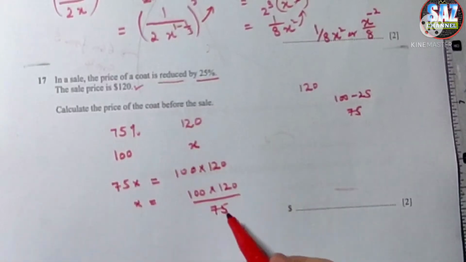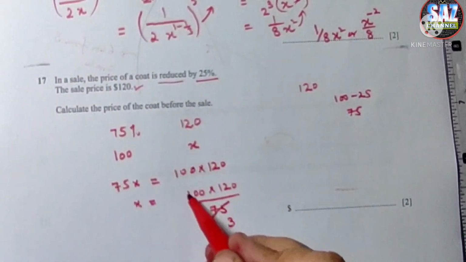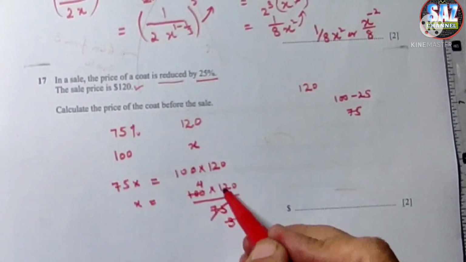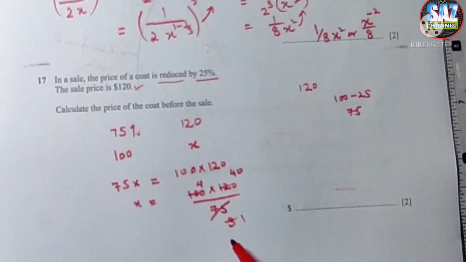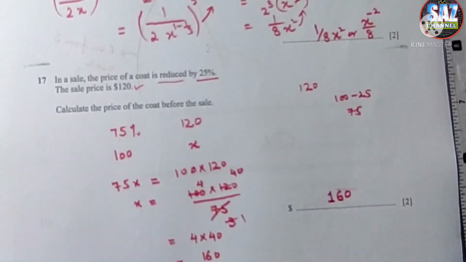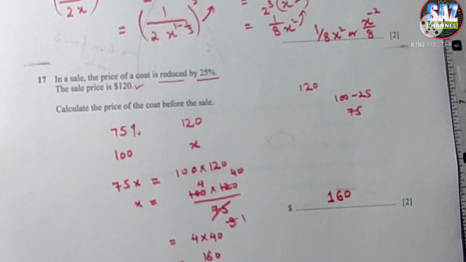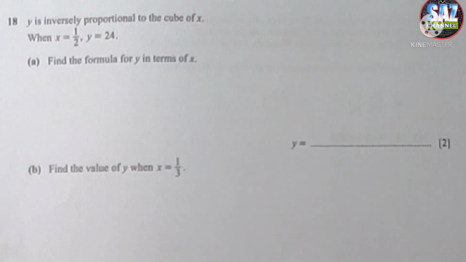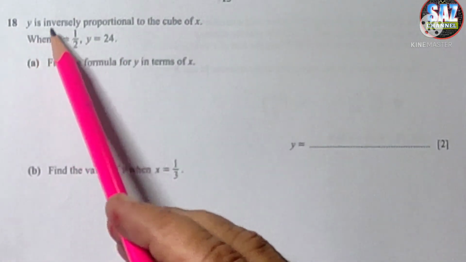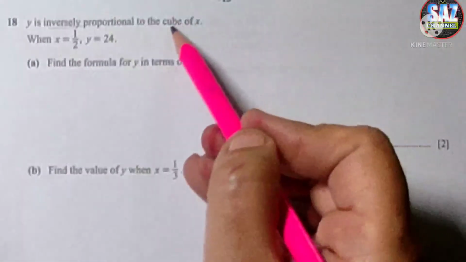Now read the table. 25 3s are 75 and 25 4s are 100, and we are left with 4 times 40, and 4 times 40 is 160. So the price before the sale was $160. I hope these are really easy questions. Let's move to the next question and read the question carefully. Question 18 says, y is inversely proportional to the cube of x.